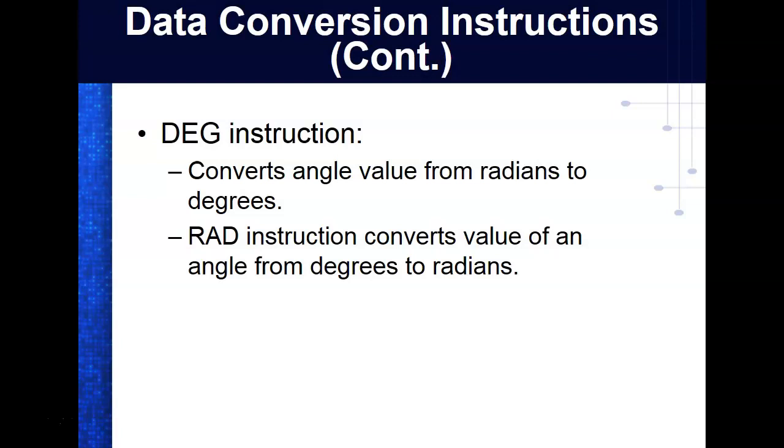This would be, we're not going to do it. So the DEG converts radians to degrees, and the RAD converts degrees to radians. So a degree is basically a vector, right? And then a radian is a length.